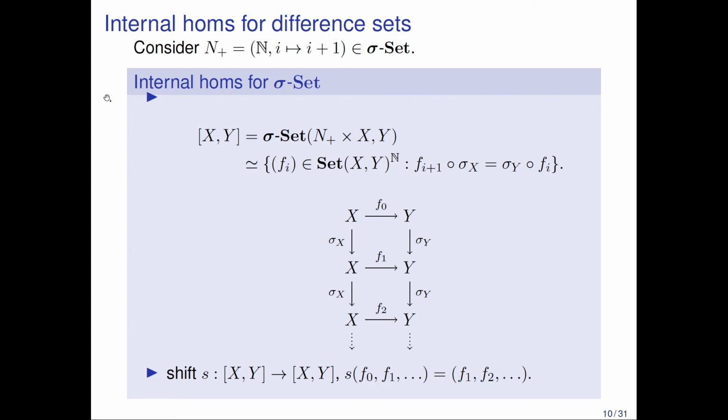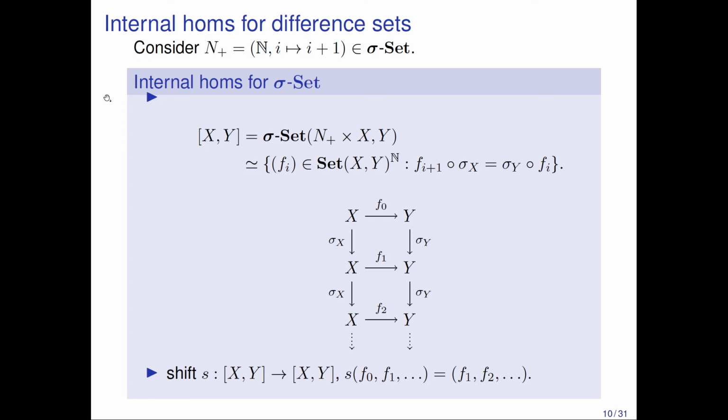And this is how we construct it. So internal Hom between two difference sets can be obtained either by looking at the usual sigma set of maps from natural numbers cross X to Y, and noting that this actually has an action of +1 in n, which makes it a difference set. Or my preferred way is to consider these internal Homs as sequences of ordinary maps which don't commute exactly with sigmas, but they commute up to a shift. Yeah? And then this shift is what makes this internal Hom a difference set.